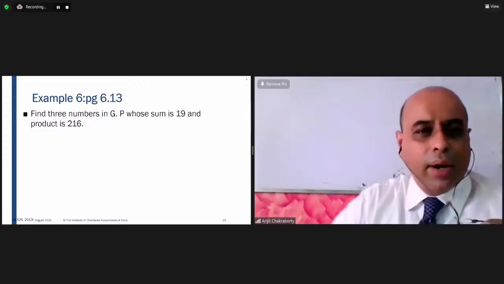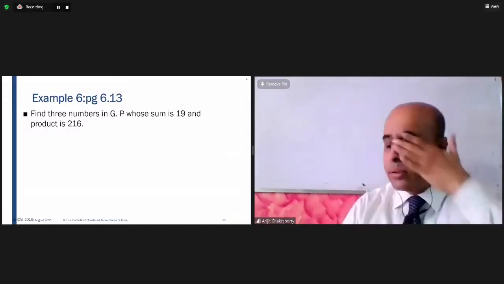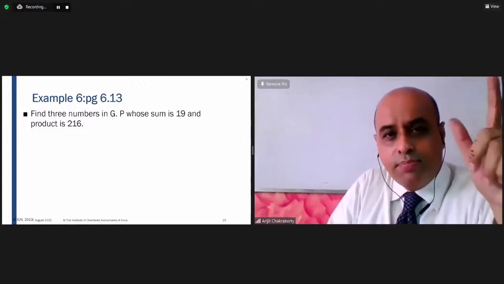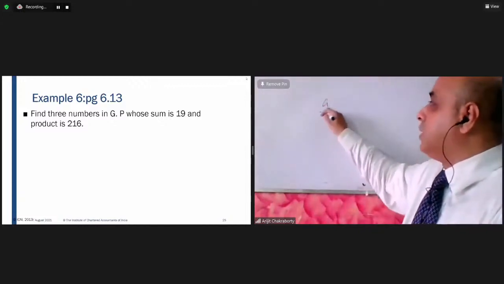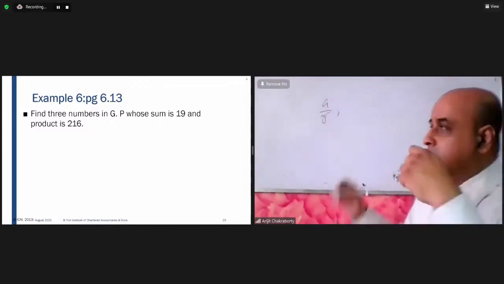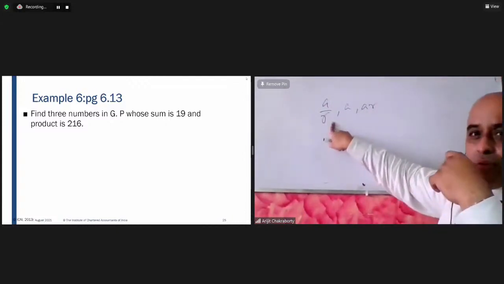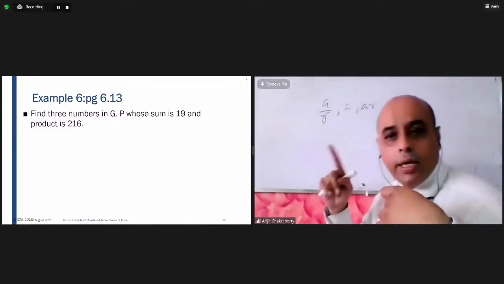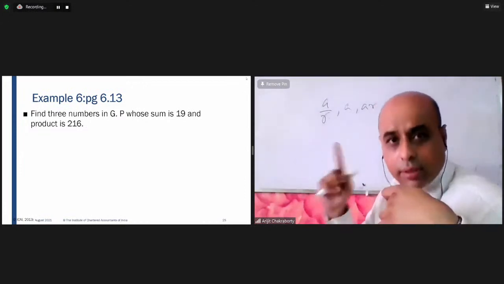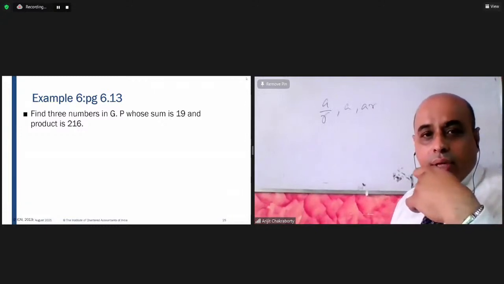Okay. Find three numbers in GP whose sum is 19 and product is 216. So we shall take the three numbers in GP in this way. Let the three numbers be A by R, A, and AR. If you multiply A by R with R, the common ratio, you get A, and if you multiply A with R, you get AR. Their sum is 19 and their product is 216.